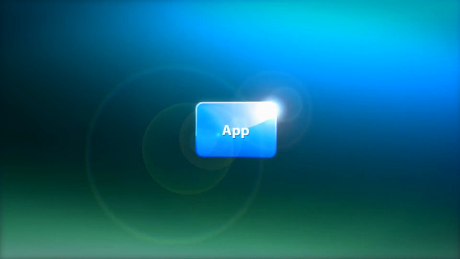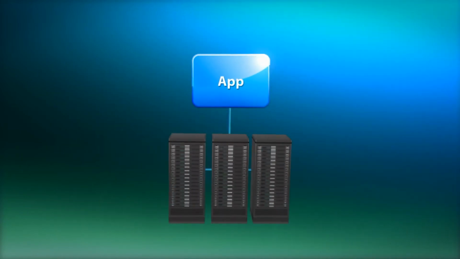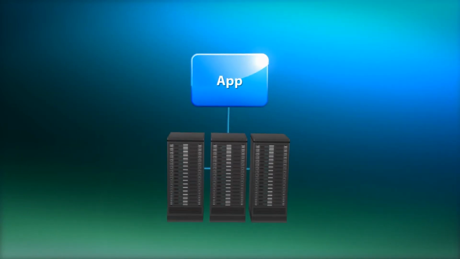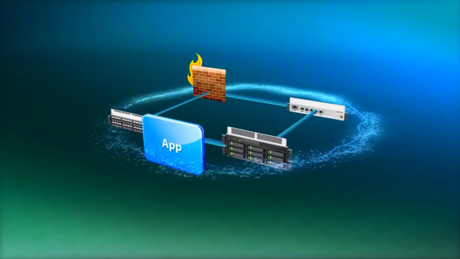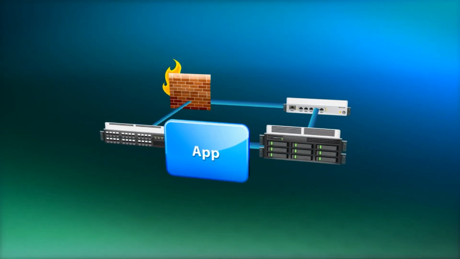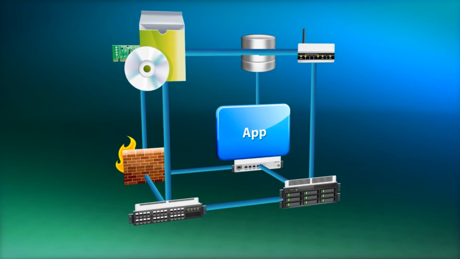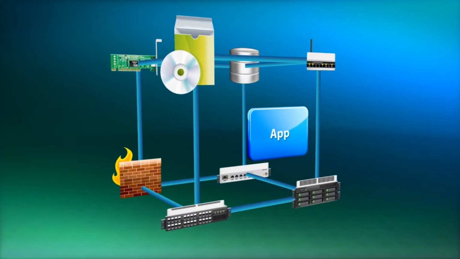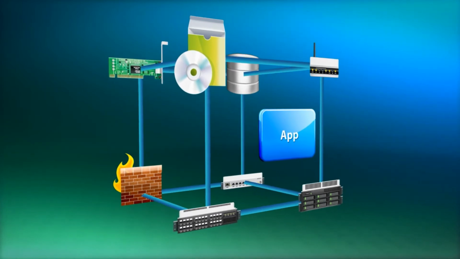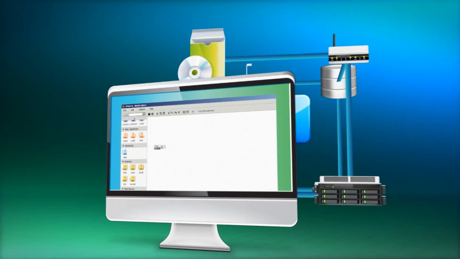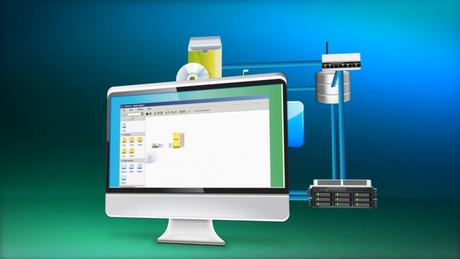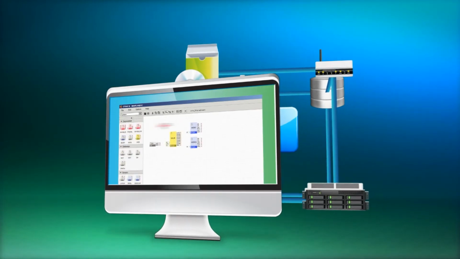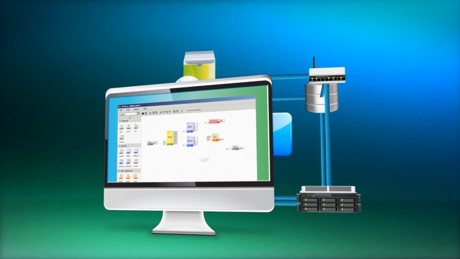CA AppLogic doesn't just virtualize data center components that support an application. Instead, it virtualizes an application and its entire infrastructure, all the components an application may need: servers, switches, firewalls, load balancers, software, everything. It works like a physical data center, but you don't have to actually go and pull plugs and wires or log into servers and routers to configure applications.